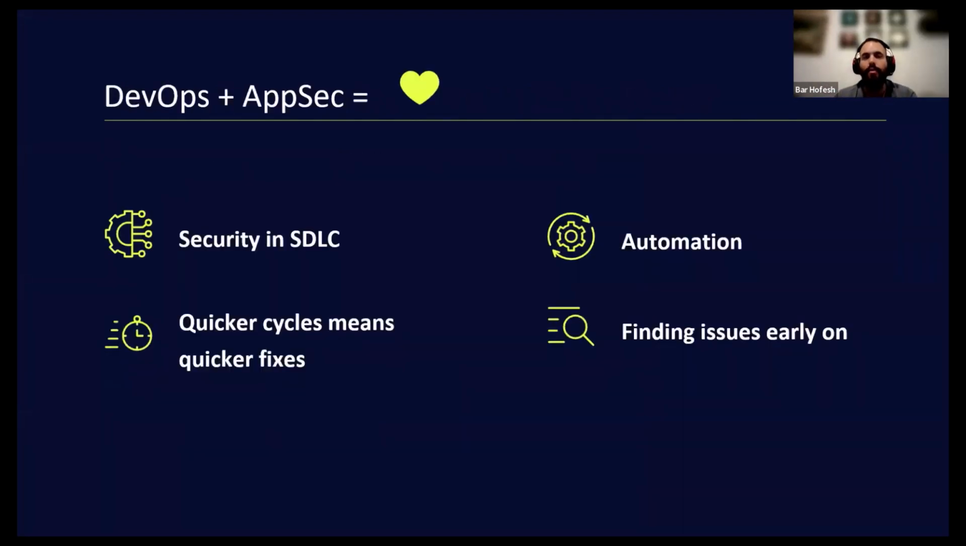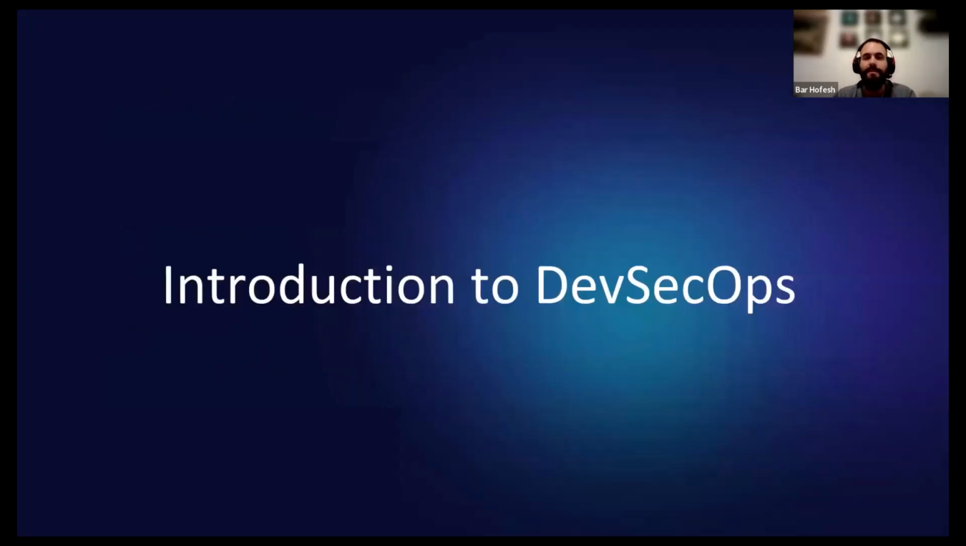All right, so we defined that security. We know that we call it AppSec. We defined DevOps. Now, how do we actually integrate them? Because DevOps and AppSec work beautifully together, right? We are securing the SDLC. We have quicker cycles, which means quicker fixes. We have automation, and we can find issues early on. Looks amazing. This is DevSecOps. And the idea behind introducing security into that DevOps cycle or DevOps concept.